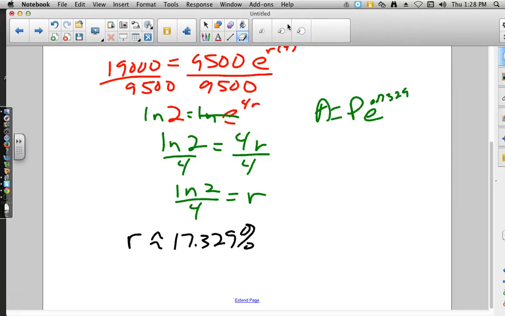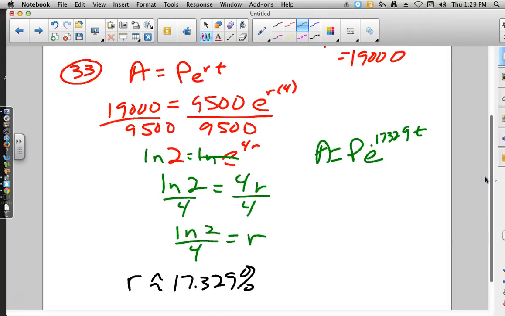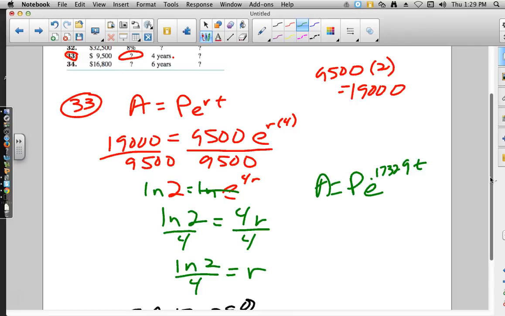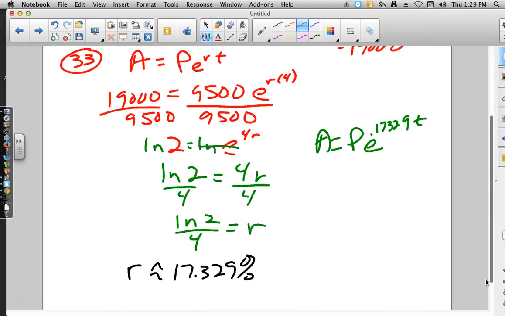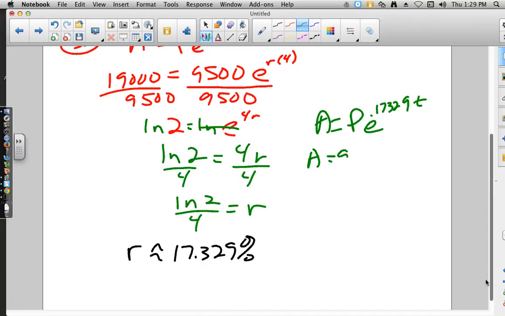Now we go back to the formula and realize that this is going to be 0.17329 T. So now we filled in the first blank that they had there, the first question about the interest. Now they wanted to know how much will be in that account after 15 years. And this just becomes really basic because we know they started with 9,500 and we have our 0.17329 and we just need to take that times 15.